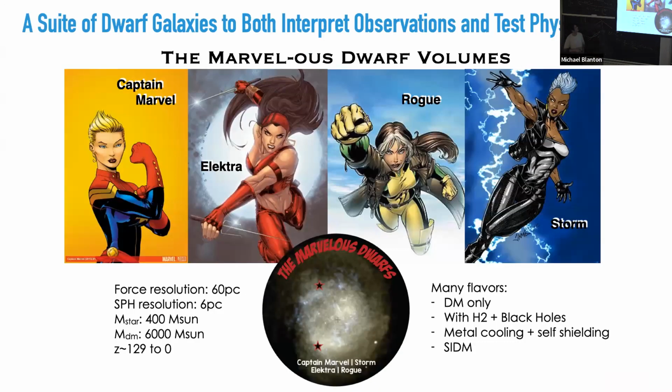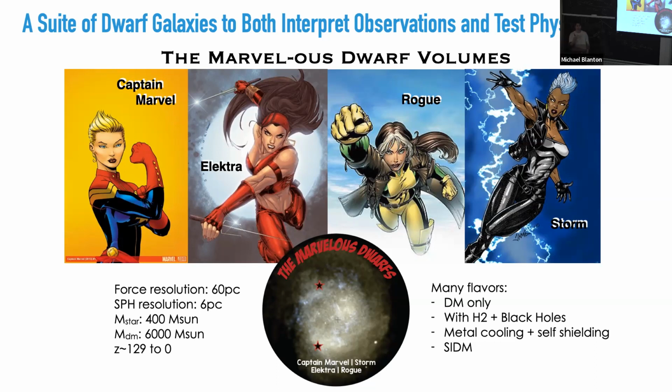So here they are, right? We're calling these either the Marvel dwarf volumes or the Marvelous dwarf volumes. You were just looking at Captain Marvel, but we have Elektra, Rogue, and Storm as well. And so these are incredibly high resolution. You can see the stellar mass. The star particles are born with 400 solar masses of stars in them. That means that's what allows us to actually get down into the ultrafaint range, right? So we can resolve the ultrafaints either in the field in these volumes or ultrafaints as satellites of other dwarf galaxies. And as I said here too, we're running them in different ways, including with SIDM, but I'm not going to be talking about most of that today.